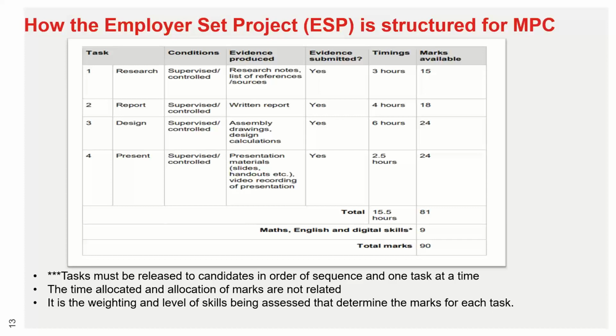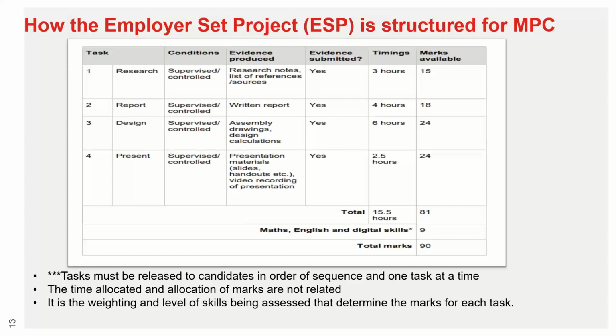So you can see something here, you've got 4 hours, 6 hours and 24 marks on task 3, and only 2.5 hours and 24 marks on task 4. So it's nothing to do with the timing, it's the level of skill that is required to complete that task. So the message really is, don't make the mistake of assuming time equals quality or quantity.